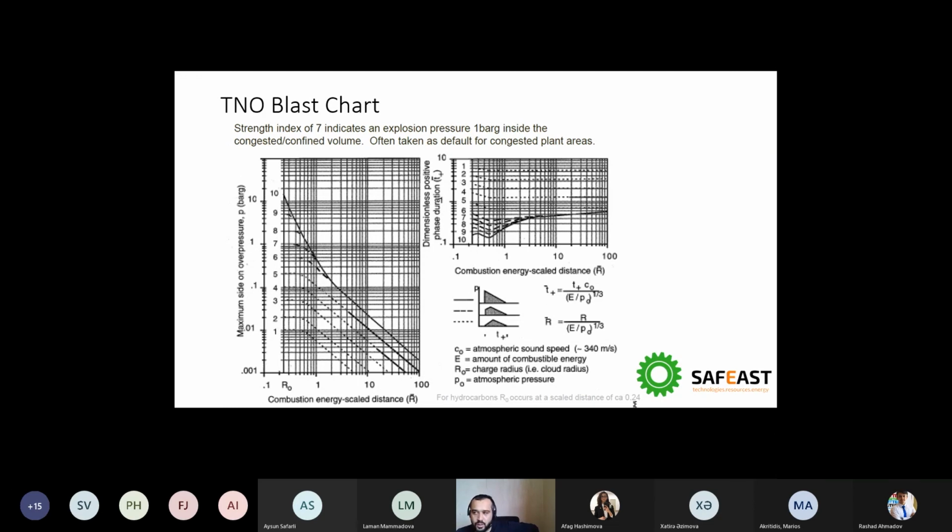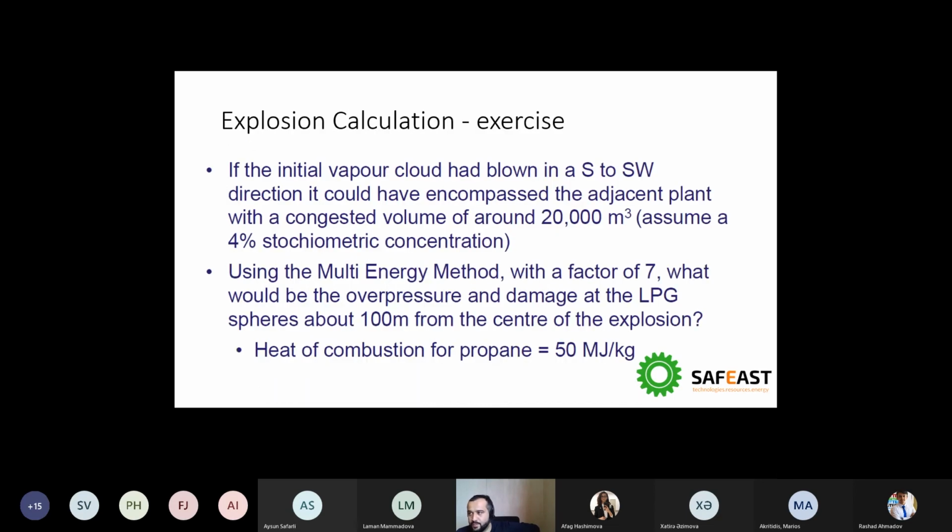So this is about the TNO blast chart, which, as I said, is widely used for onshore explosion modeling. This is an exercise, and I think you can just skip it for the sake of time.